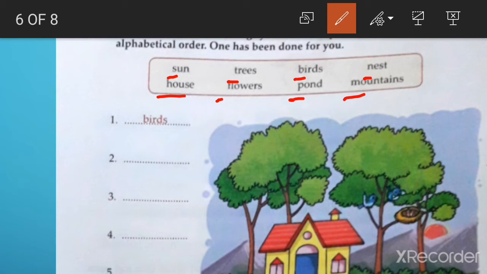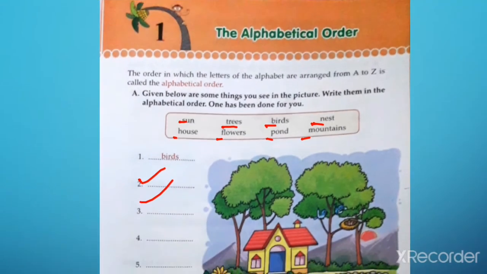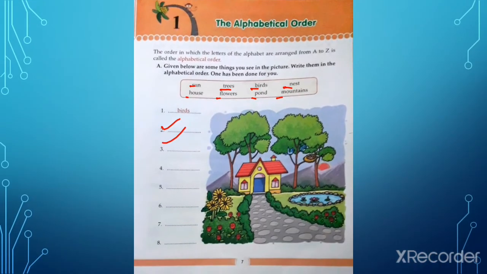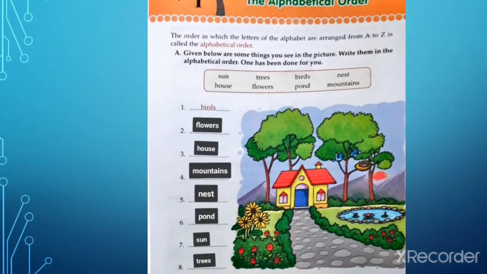Now read ABCD in your mind. B comes first among these first letters, so birds will be the first word. Next, flower. Next, M, mountain, and so on. Okay. Move on to this page. I have written the answers. You note them in your copy.